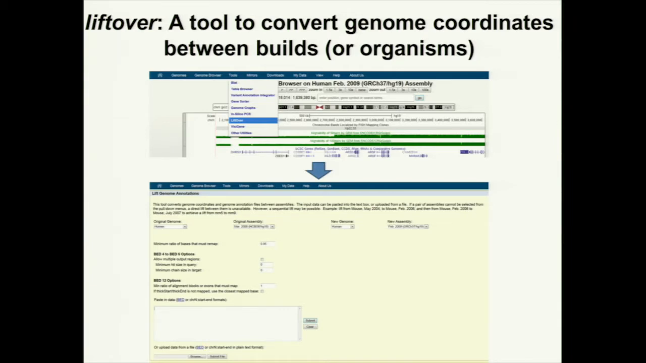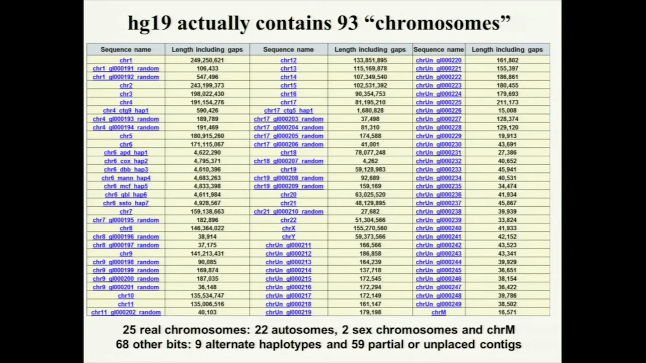So it's not always perfect, but at least in human, 99% of the time you lift things over from one build to another, you'll get a perfect match. If you actually dig into HG19, I start off by telling you humans have 24 different chromosomes, and you look at the list of what are called chromosomes, you actually find that there are 93 different things listed. So what the hell's going on here?